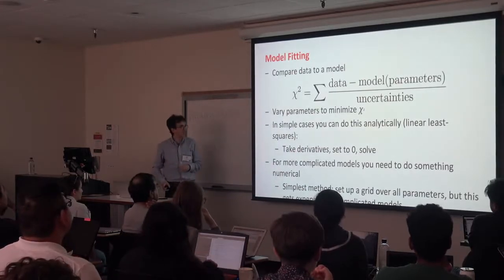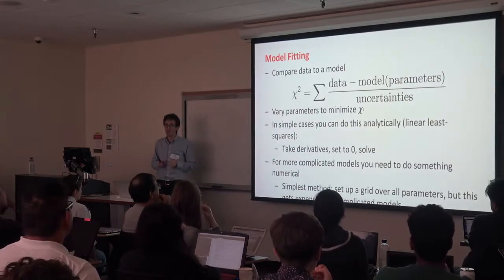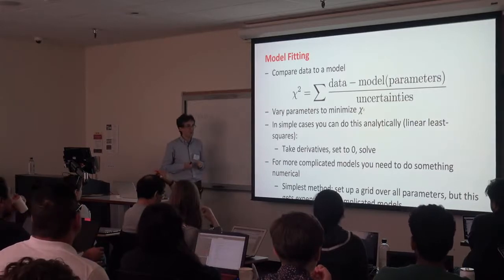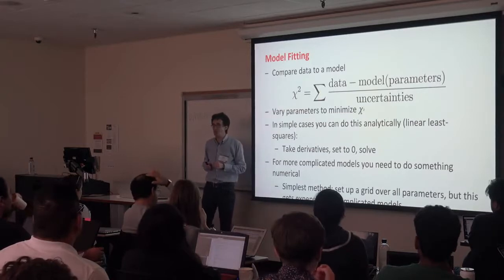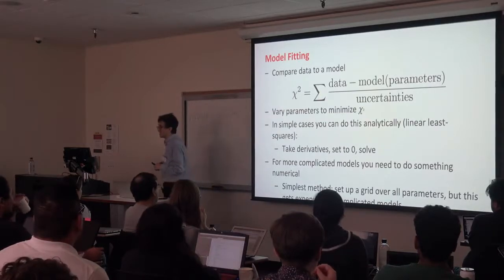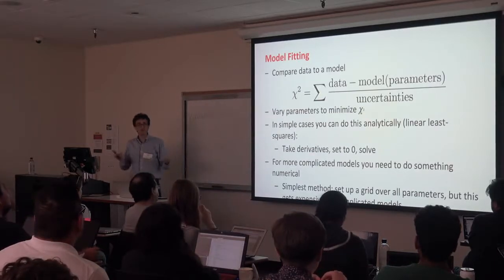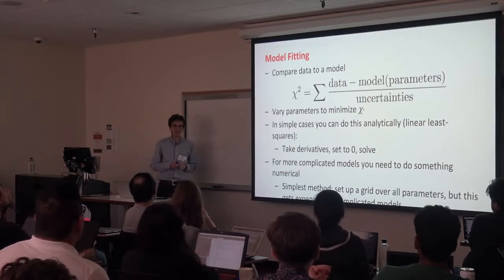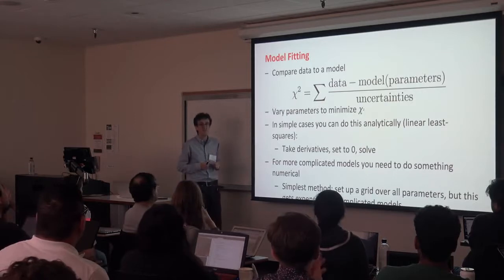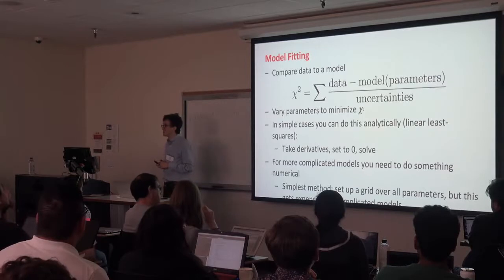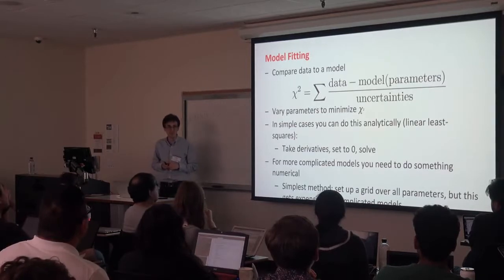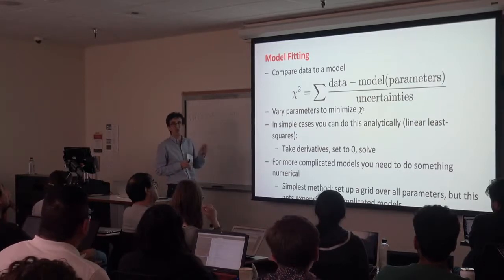And in simple cases, you can do this analytically. If you have a simple model, you can just take derivatives of this chi-squared with respect to all your different parameters, set those equal to 0, solve them simultaneously using any of the number of techniques that you know, and you get out your best fit numbers. So that's easy. But most models are not that simple. And in most cases, you have to do this numerically. And there are a variety of techniques that are available to do this, and we're going to use 2 of them today.